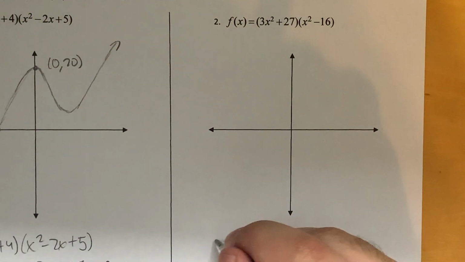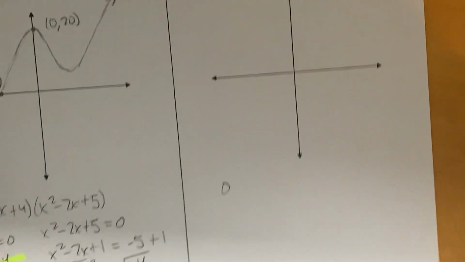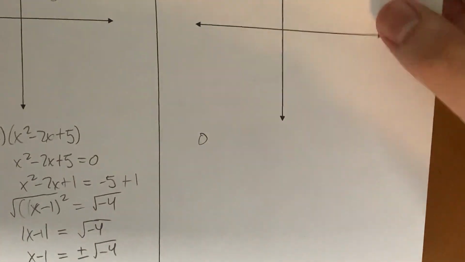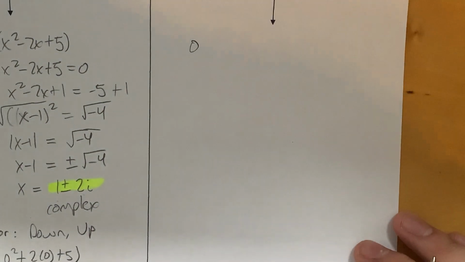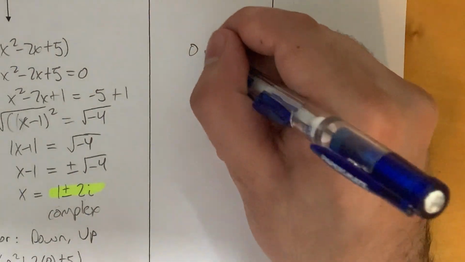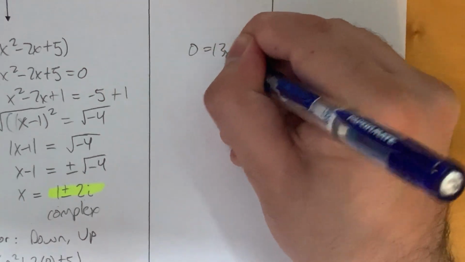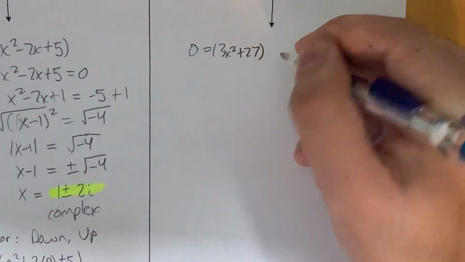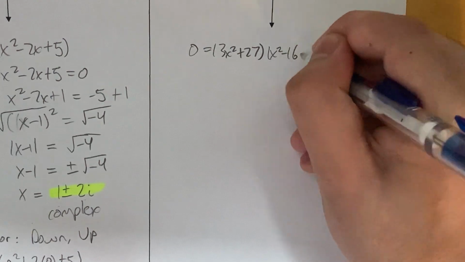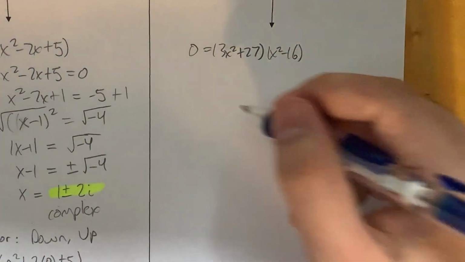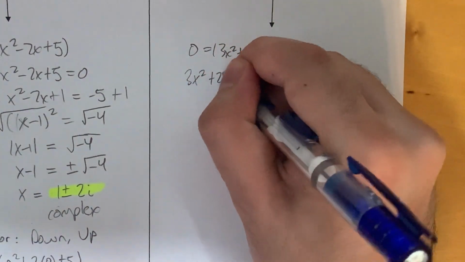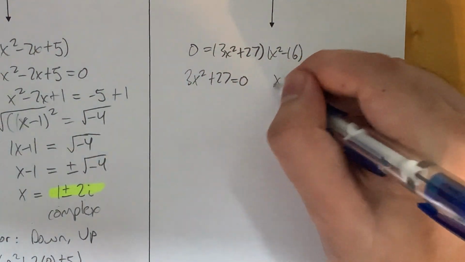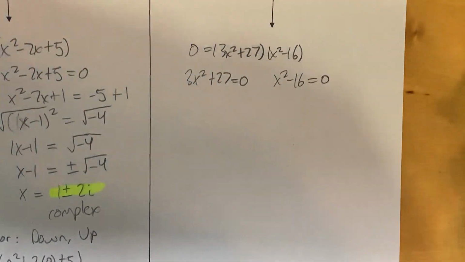I'm going to set the function equal to 0. I'm going to have to scooch down. Sorry, you guys won't be able to see the function, but you have it in front of you. So we're just going to solve it. 0 equals 3x squared plus 27 times x squared minus 16. And we know we can set these two separately equal to 0. So I'm going to set 3x squared plus 27 equal to 0 and x squared minus 16 equal to 0. And then I'm just going to solve and find my real or complex roots.